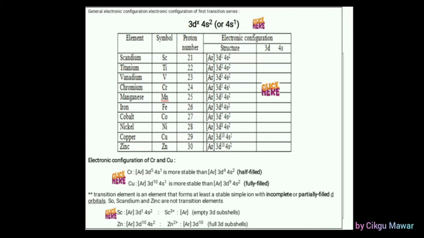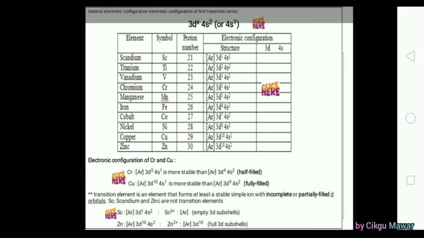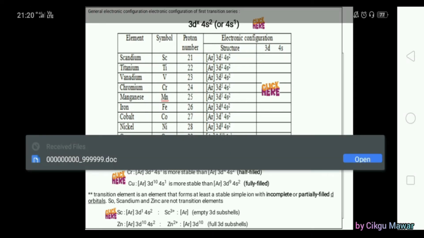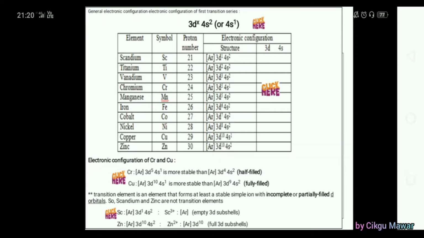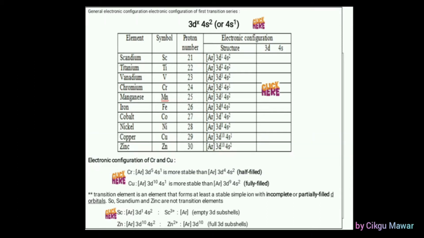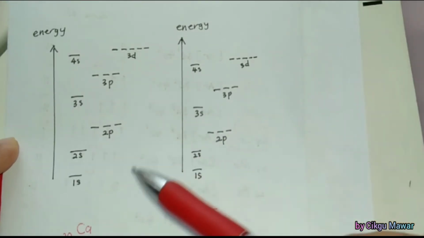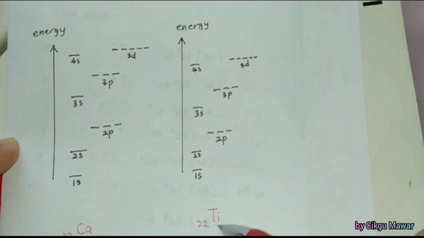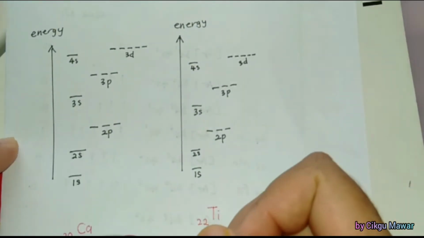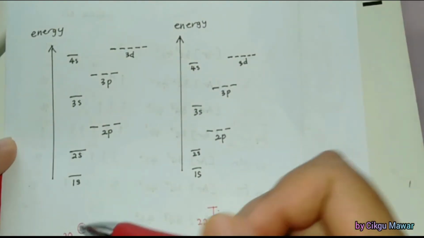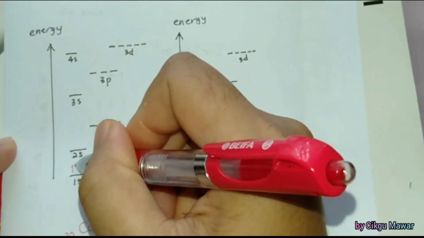Now let's take a look at the video. I want to show you how to compare in filling the electron in orbital of calcium and titanium. Calcium has proton number 20, so we map it up.